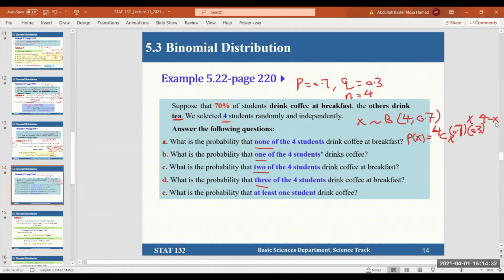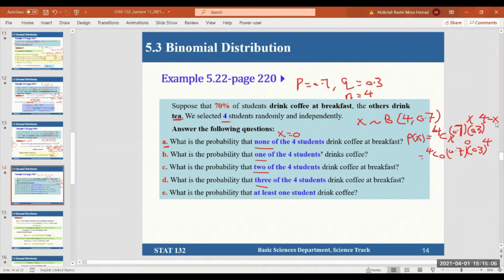What is the probability of none? None means X equals 0, right? So instead of X, we write 0. So it is 4 C 0, 0.7 power 0, 0.3 power 4 minus 0, which is 4. This is the answer of the first question A.